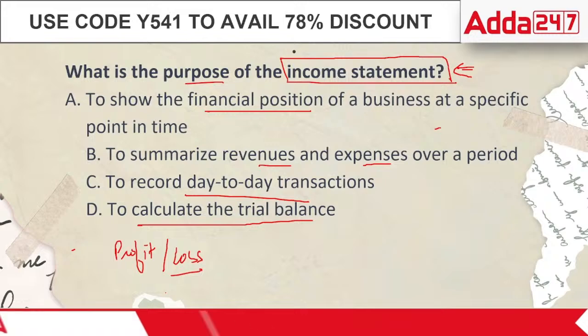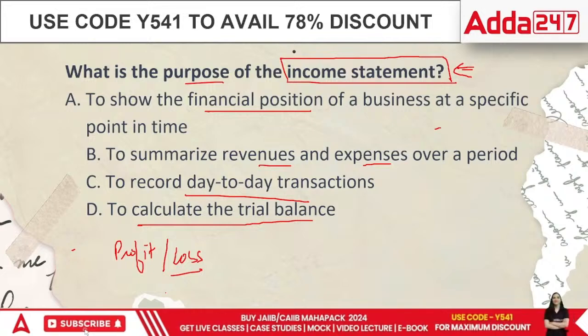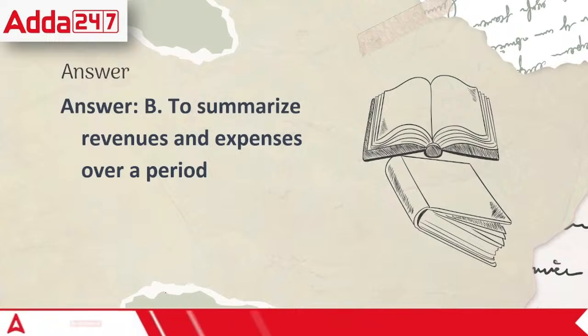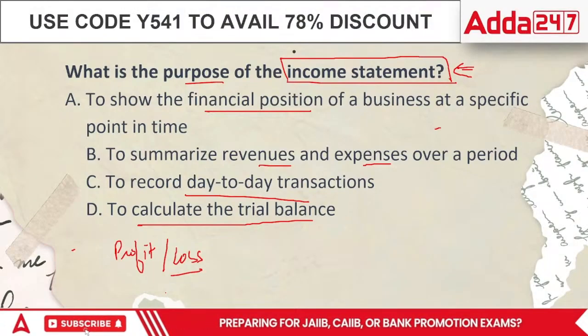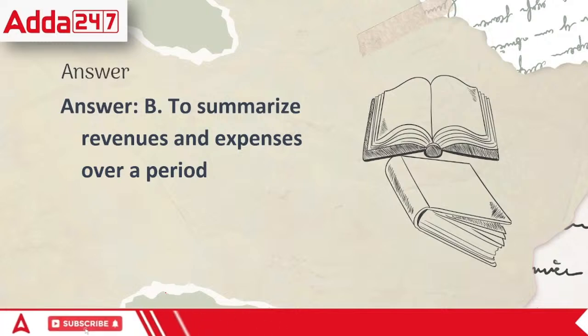Then comes the next point. Summarize the books of accounts. Basically, it is done this way only to record the profit and loss of the business. Then comes the next point.